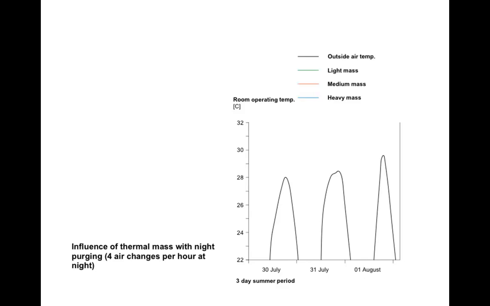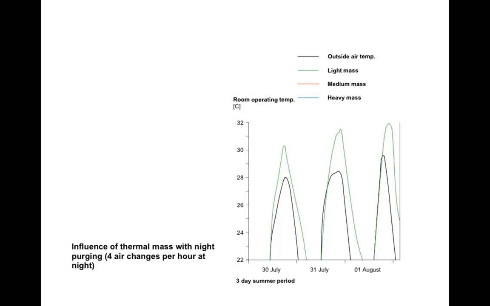And if we look now at the implications of that, so we have our same graph that we used before. The black line is the outside air temperature. And we'll put on, first of all, our light mass. So lightweight construction, this kind of stuff.